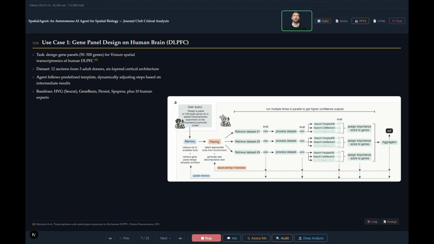Now, let's deep dive into use case 1, gene panel design. The task is to select an optimal set of genes for spatial transcriptomics experiments on the dorsolateral prefrontal cortex. Figure 2a shows the agent's workflow. It retrieves its template, queries multiple reference datasets in parallel, searches PengLaoDB and CellMarker2, assigns importance scores to genes, then aggregates across multiple runs for higher confidence. Notice the template-guided nature. This isn't the agent reasoning from scratch. It's following a structured playbook and dynamically adjusting. They benchmark against 4 computational methods and 10 human experts, which is a commendably thorough validation setup.